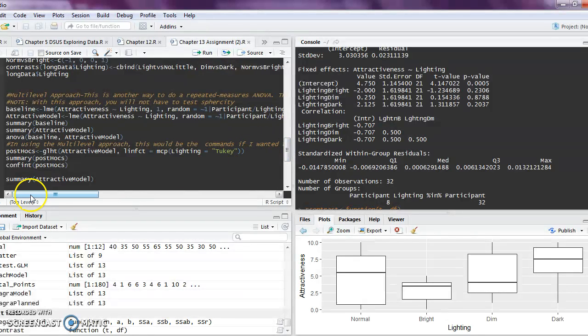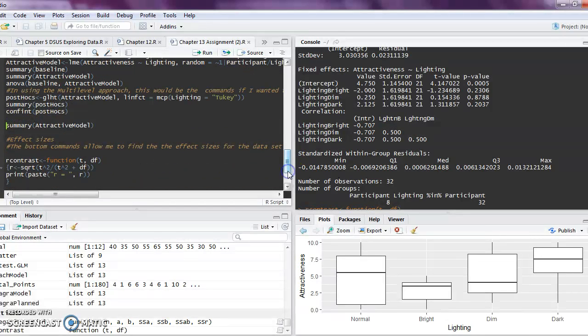Now, another way that you could have done a one-way repeated measures ANOVA is through a multi-level approach. Essentially, this uses the multi-level linear model with the LME function. So you would just use these commands here if this is what you wanted to do. Then you can follow up with a post hoc test, and then with your summary.